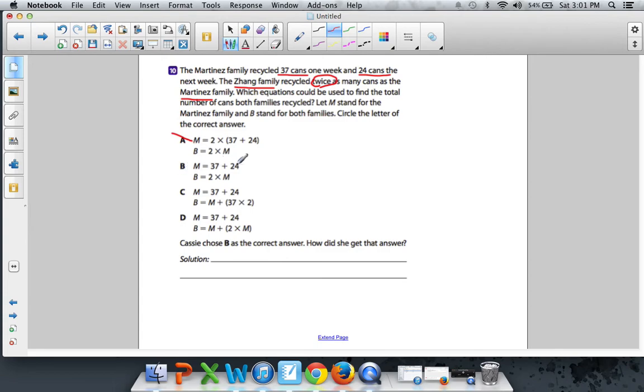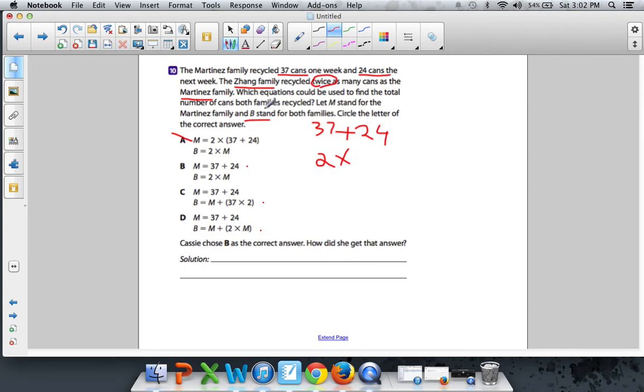This one has 37 plus 24. This one has 37 plus 24. And this one has 37 plus 24. So it could be any of these still. Let's try to figure out which one. Alright, B is for both. And both is tricky, because you have to think about what Martinez family did and what the Zhang family did. Now we know the Martinez family did 37 plus 24, and the Zhang family did 2 times as much as that. So we want to look for an equation that's both, that has 37 plus 24, because that's Martinez. And since we're talking about both, we also have to include the Zhang family, which is 2 times, because they did twice as many and twice as 2 times.